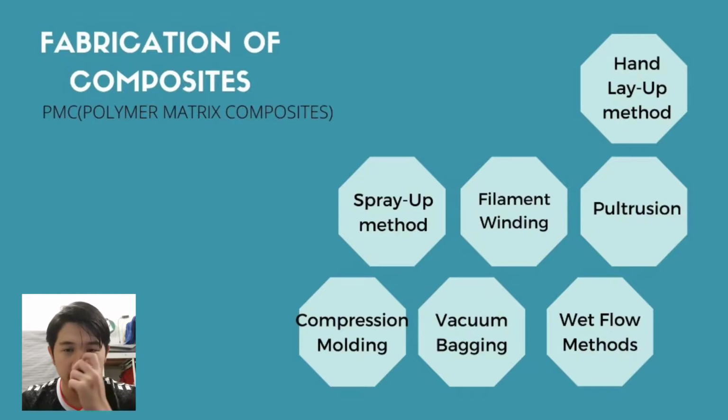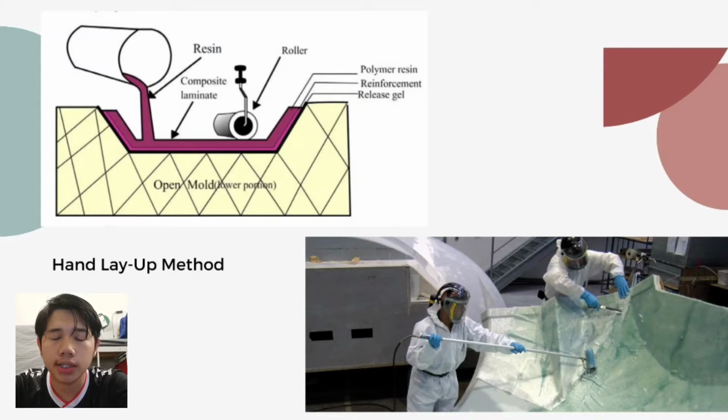And as you can see in the slide, there are 7 methods in it, which are hand layup method, spray up method, filament winding, pultrusion, compression molding, vacuum bagging, and wet flow methods. And each of the methods is a different way. The wet flow methods can also be called injection. It also includes injection molding or transfer molding. And for the 6th, vacuum bagging, it can also be called autoclaving. Okay, to the next slide.